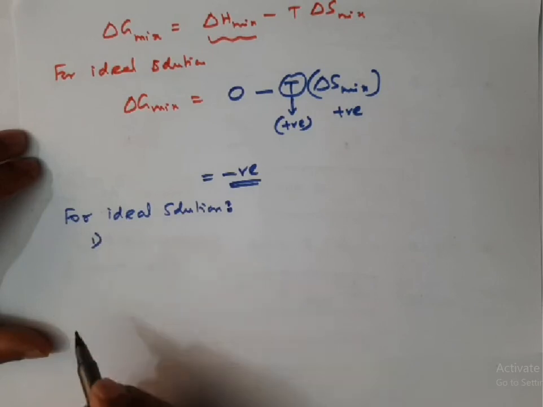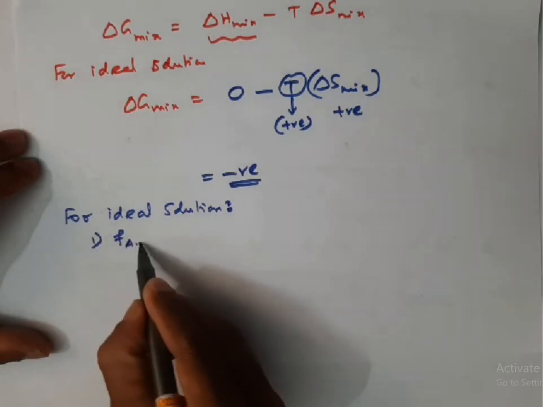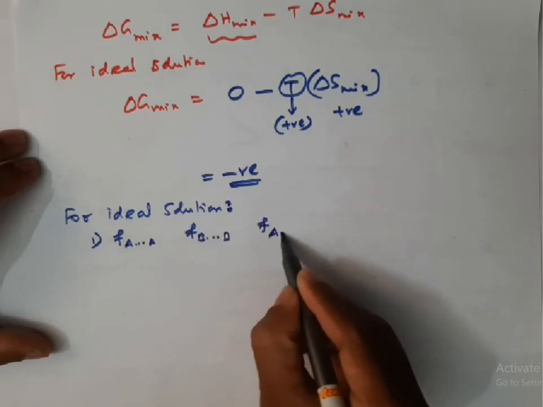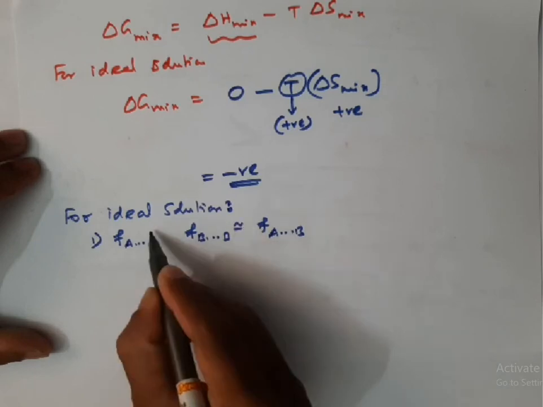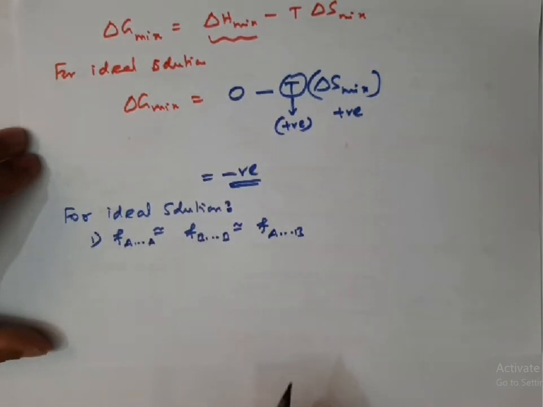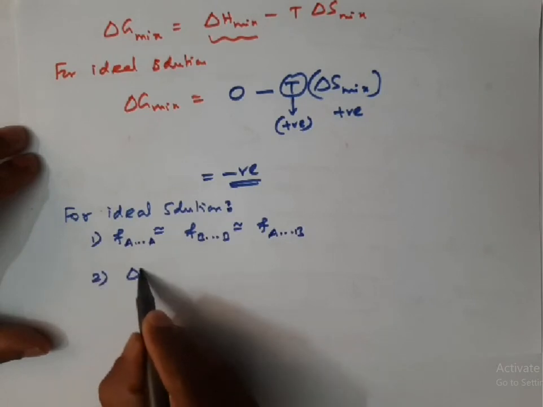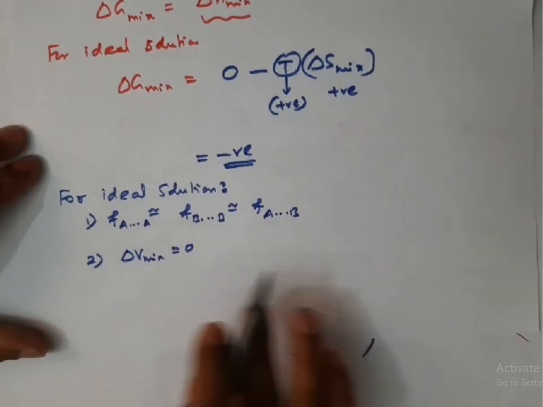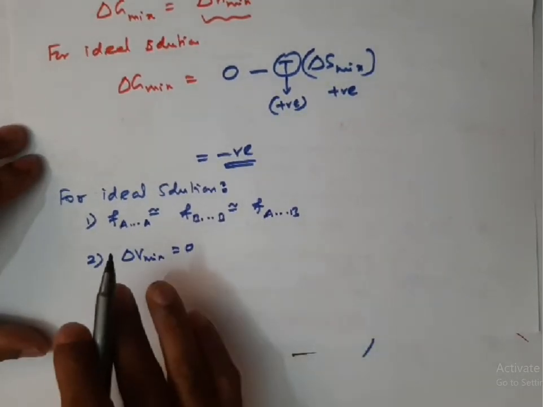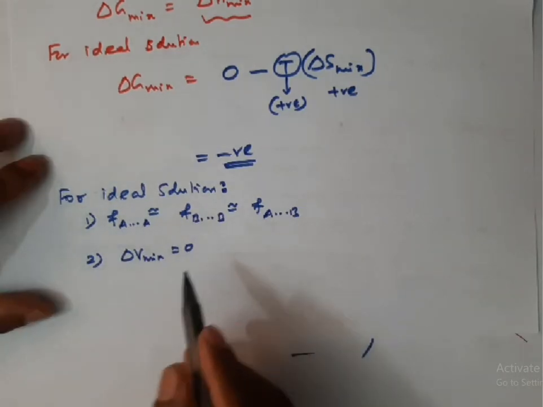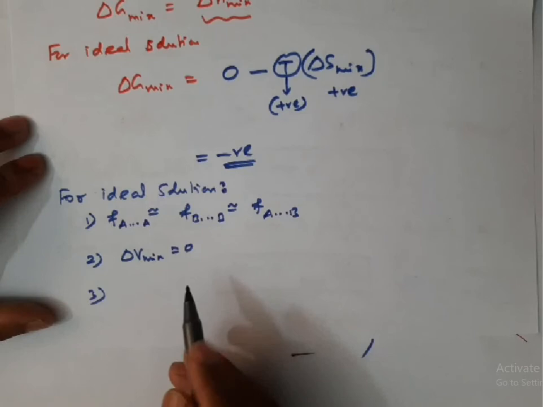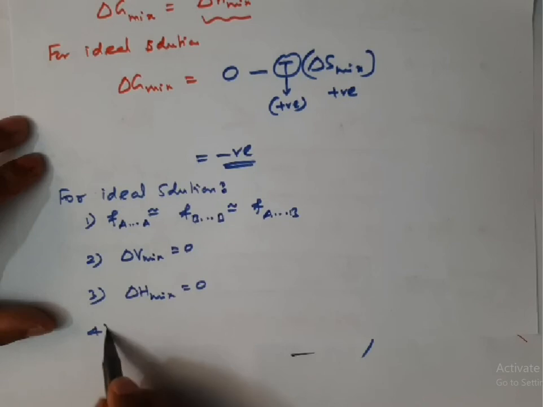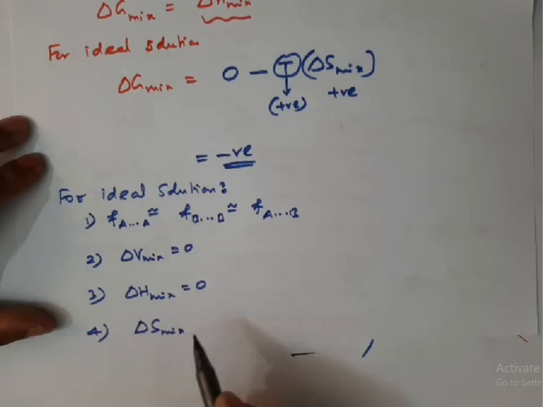For an ideal solution, these are all the points you should remember. First, the force of attraction between AA, between BB, and between AB are all roughly equal. Second, delta V mixing. As there is no change in force of attraction, the volume after mixing and before mixing are the same. So delta V mixing is 0. As there is no change in force of attraction, delta H mixing is also 0. Number 4, delta S mixing is positive.